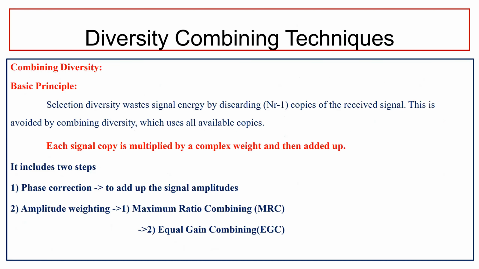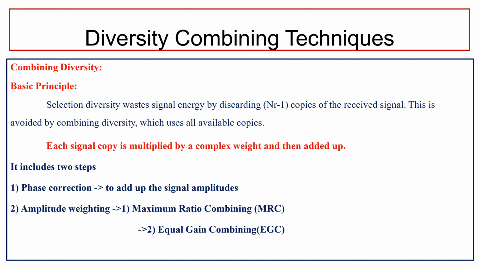Next is the combining diversity, because the selection diversity wastes energy by discarding the other copies. We have to monitor many things, but we take only one copy, so n minus 1 copies of the received signal are discarded. This is avoided by combining diversity, which uses all available copies. Each signal copy is multiplied by a complex weight and then added together. Noise power is also sometimes added, so amplitude weighting should be used.